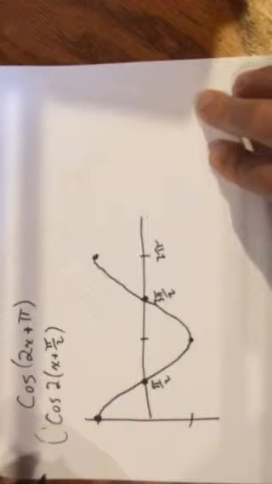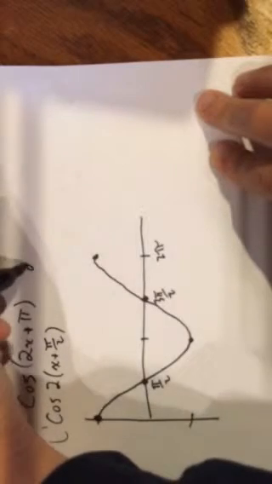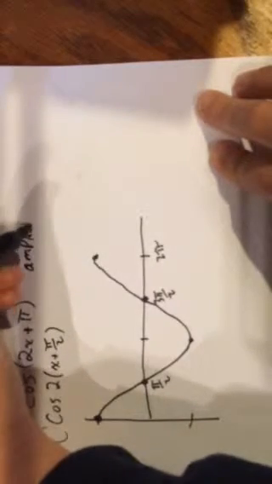My amplitude didn't change because I don't have any sort of number there, so my amplitude is still 1. My period changed though. Period is usually 2 pi, but it's 2 pi divided by whatever I pull out because this affects the horizontal stretch or shrink. So divide by 2, so my period is just going to be pi.